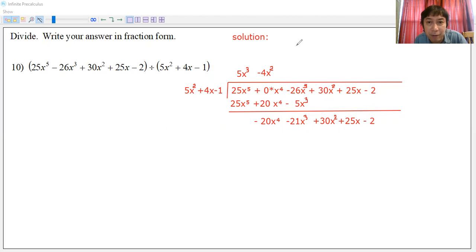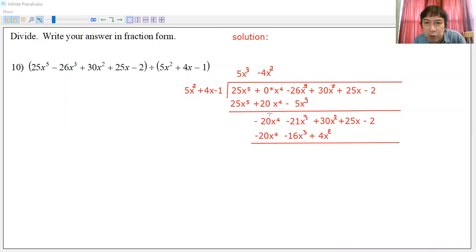Negative 4 and 5 is negative 20x to the fourth. So this is now negative 20x to the fourth there. And the next product is negative 16x cubed, and then positive 4x squared. So we will put the exponents at this point. This is 3, and this is 2. Back to subtraction. Put the subtraction line.